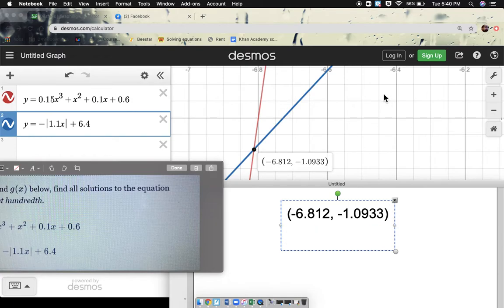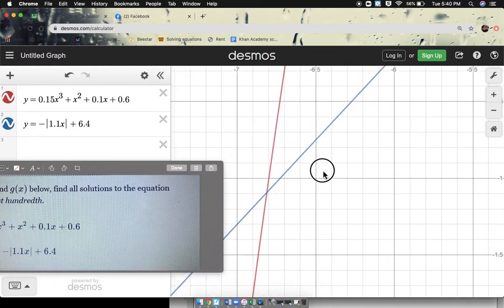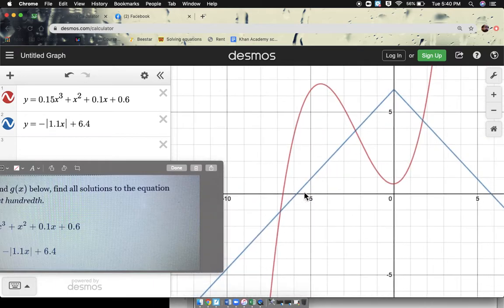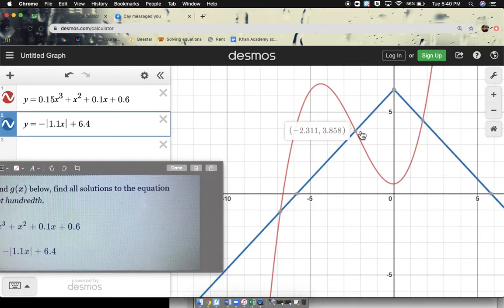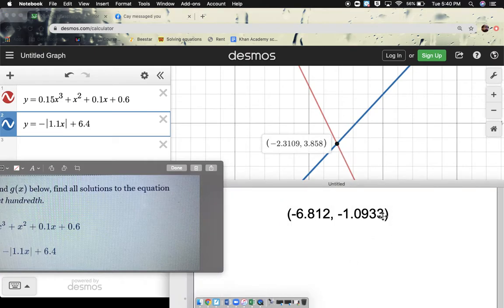Now, we saw that there were other solutions, so if I come back to my graph, I can go ahead and drag that over, and I just want to find where's the next intersection. I'm going to zoom out, make that a little bit faster, and here we have our other solution, our second solution. So I'm going to type that down so I don't forget it. Negative 2.3109 and 3.858.